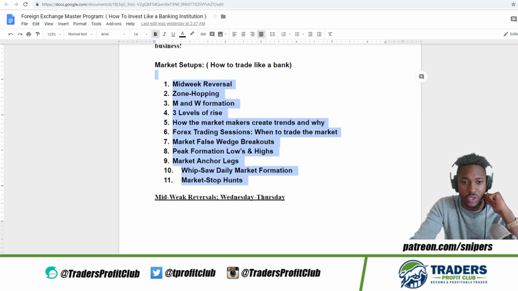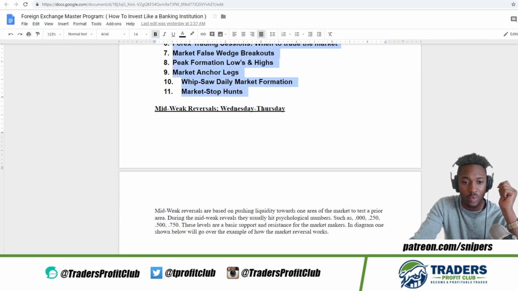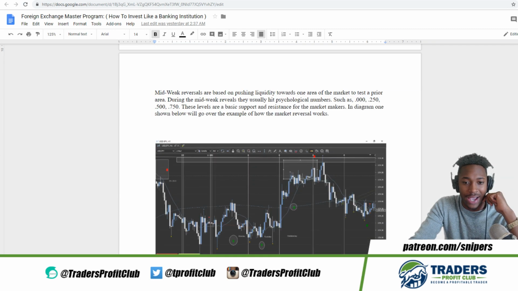I look for midweek reversals, which is pretty self-explanatory. At the midweek, between Wednesday and Thursday, the market likes to reverse. I'm usually on the 15-minute chart, and I look for psychological numbers to hit this area and reject it. Then I look for a reversal at the area.